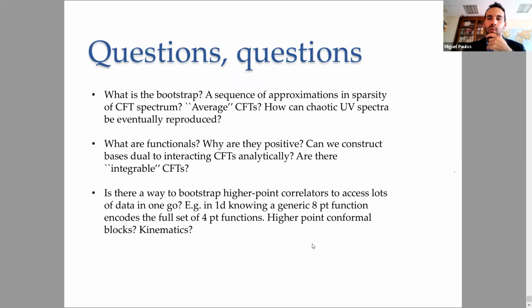So one question is, how can we ever get these expected chaotic UV spectra? Is it just in the limit of multiple correlators, or actually can we get it just with few? What is the link with integrable theories?